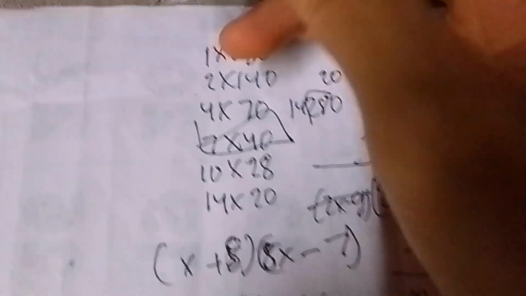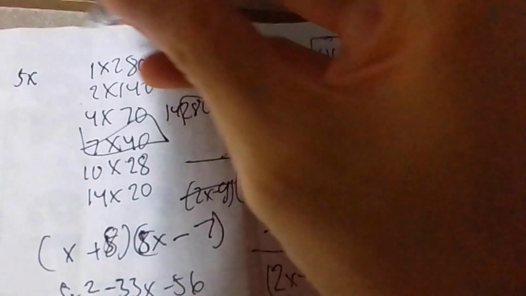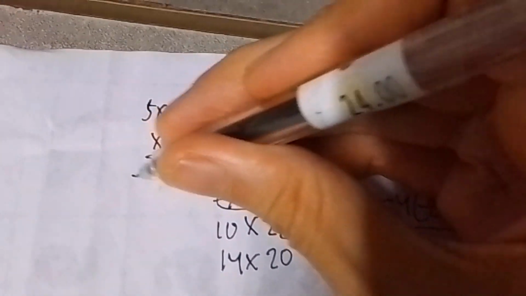Let's do the long multiplication method. We have 5x minus 7 and then x plus 8. We're supposed to get negative 56 here. This is supposed to be positive 40x. This is negative 7x and then 5x squared. Then we add negative 56. This is negative 33x, 5x squared.